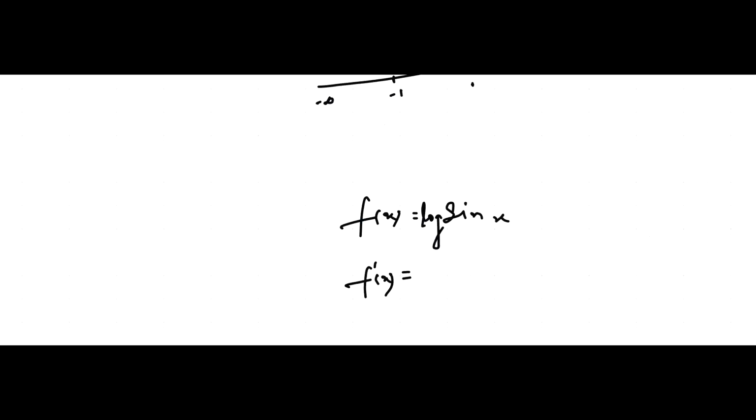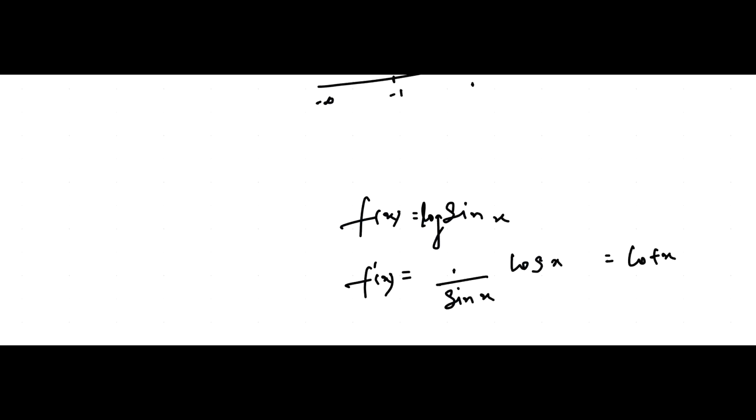1 by sin x into cos x. Basically, it is what x? It is cot x, and here the interval is also given. Check in this interval, check in that interval.